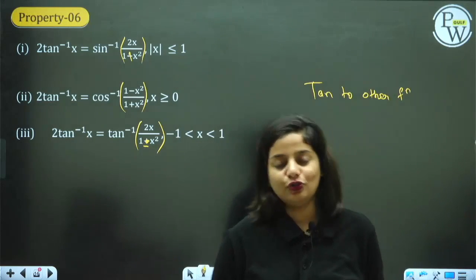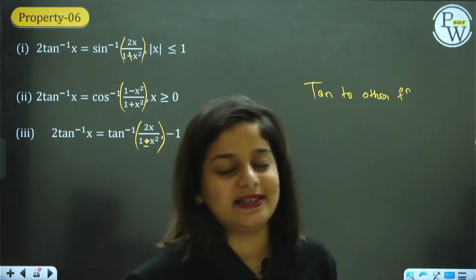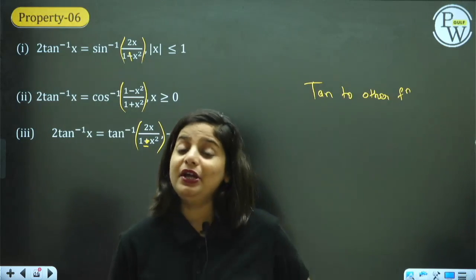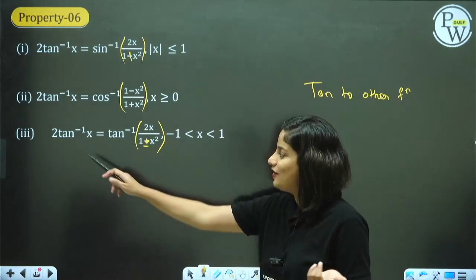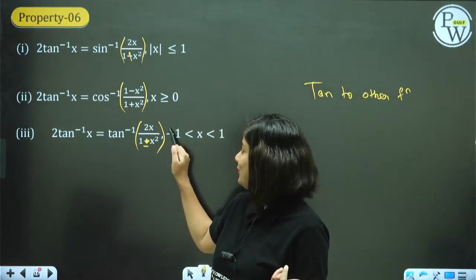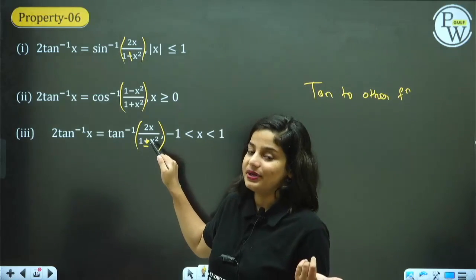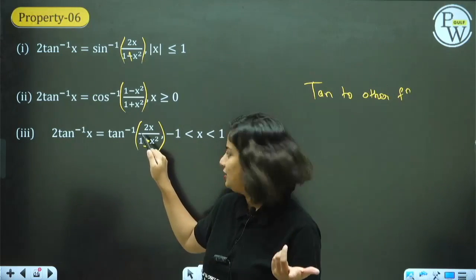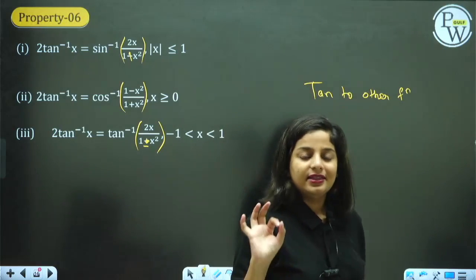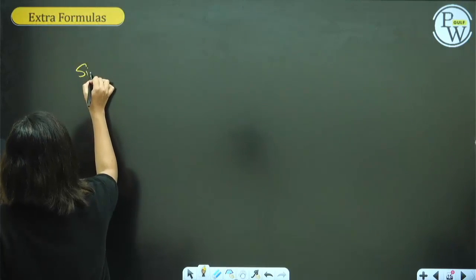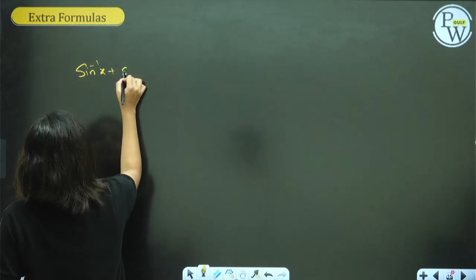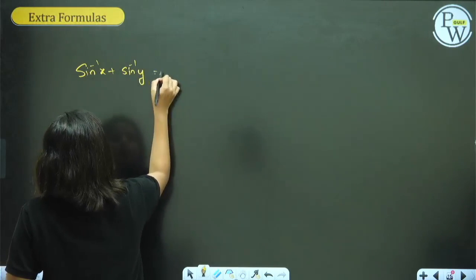So you should also keep this in mind whenever you are getting stuck. Remember your 11th standard trigonometric formulas, they also help. What was the formula of tan 2 theta? 2 tan theta upon 1 minus tan square theta. So just instead of tan, you have x now. This is your sixth property wherein you are converting tan to some other function. Some extra formulas which might be needed. Example, sine inverse of x plus sine inverse of y. Let's say you have something of this sort.